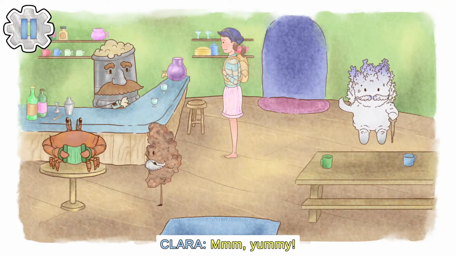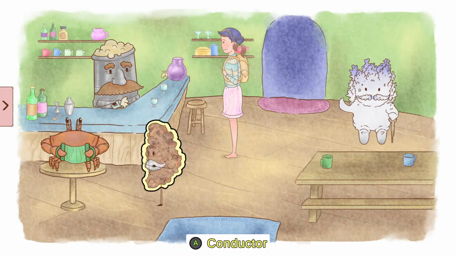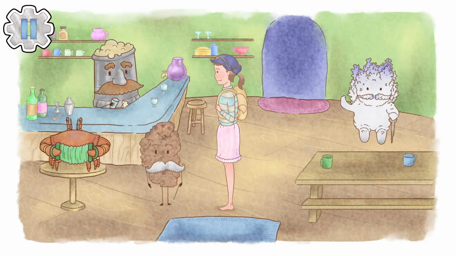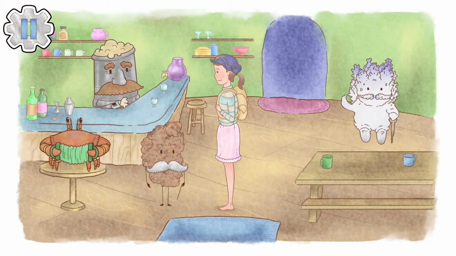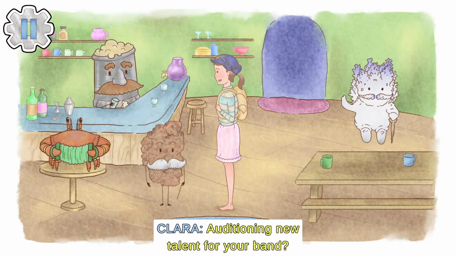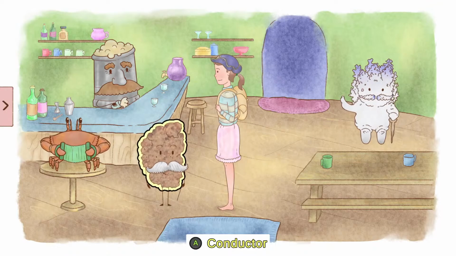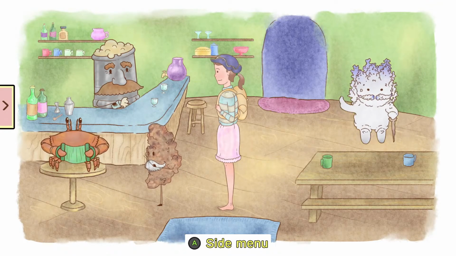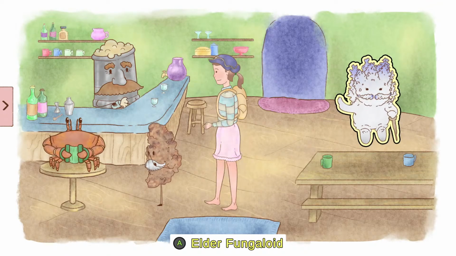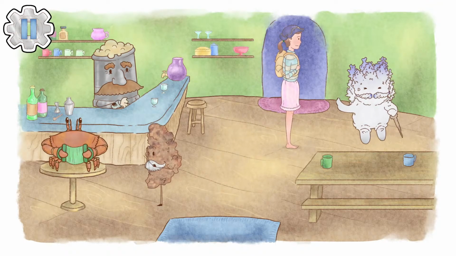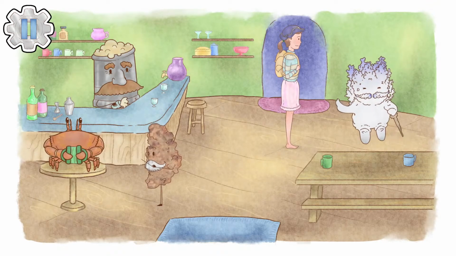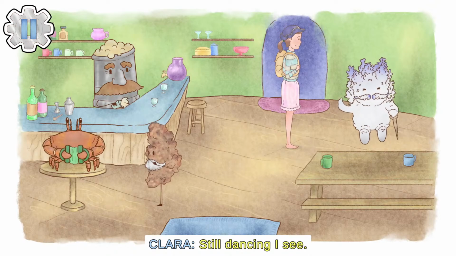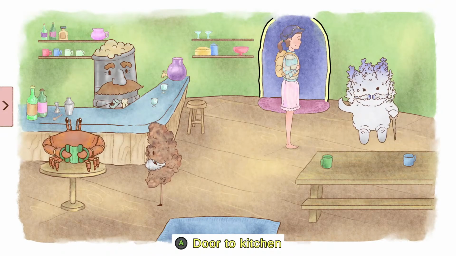Yummy. Beside the conductor is an orange crab holding an accordion. Auditioning new talent for your band. The Fungaloid elder shuffles side to side to his own rhythm. Still dancing, I see.